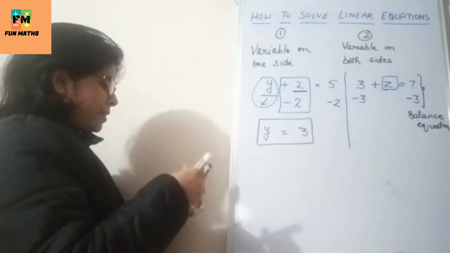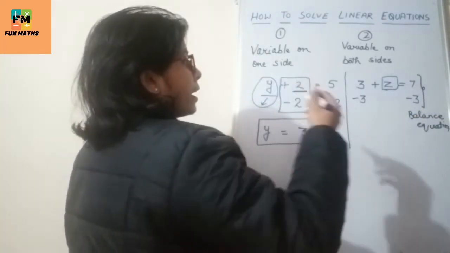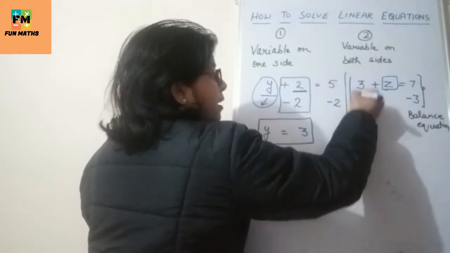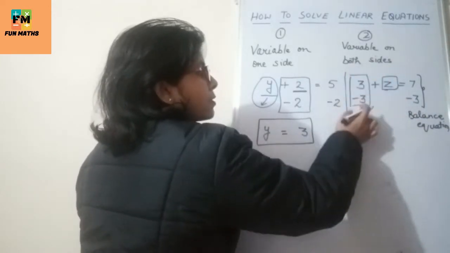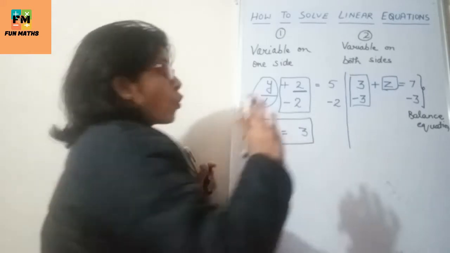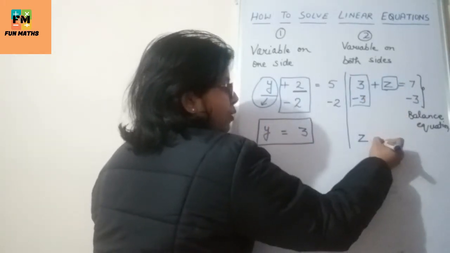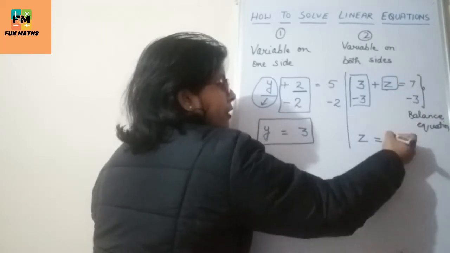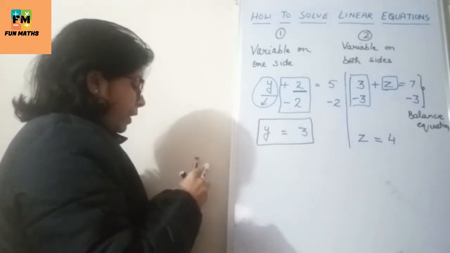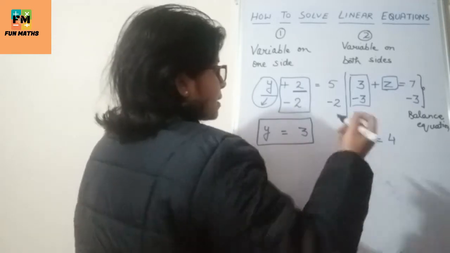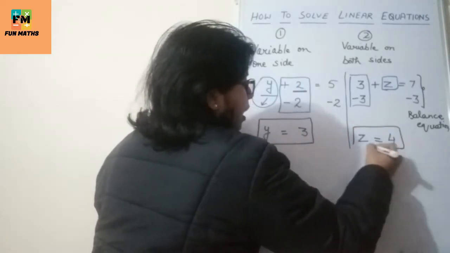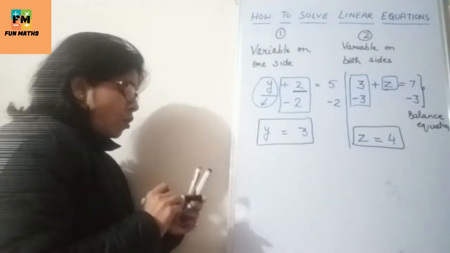Now if we have subtracted the 3, this part would be removed because 3 minus 3 would be 0. What is left? Only z. z on the left hand side. Then z is equal to, here we have 7 minus 3. That would be 4. Right? So, see, in a very simple way, we got the answer. z is equal to 4.